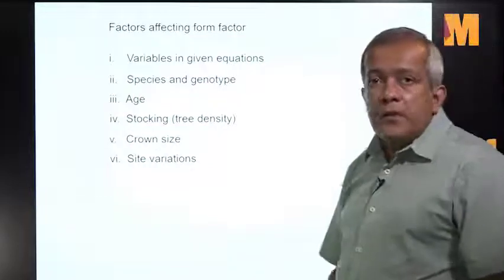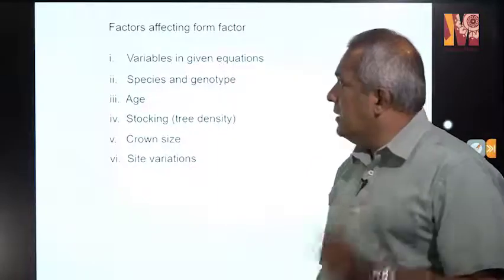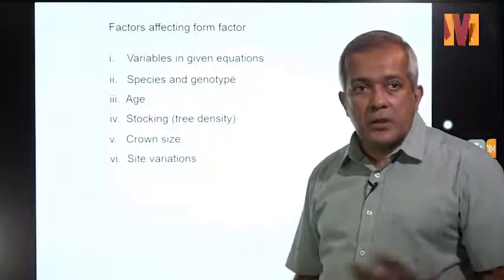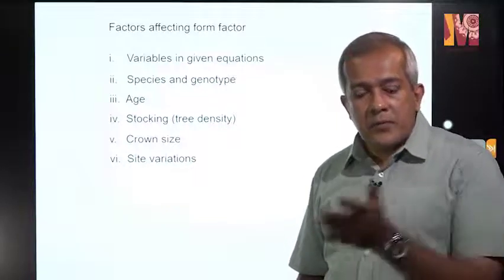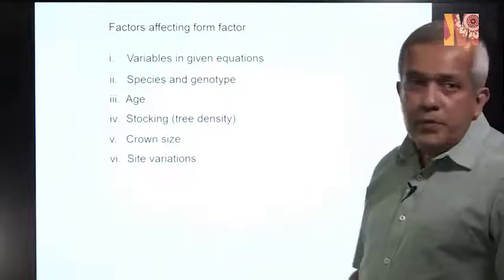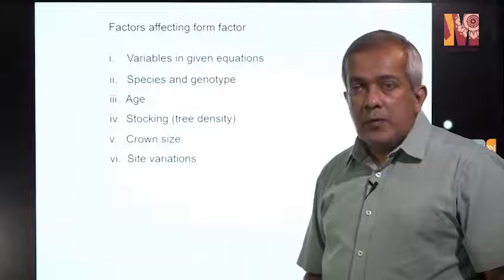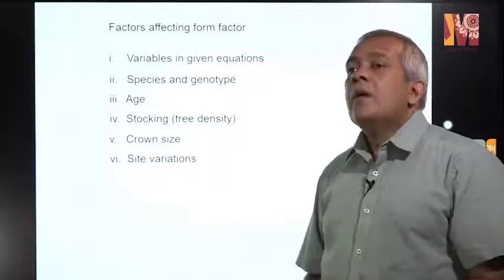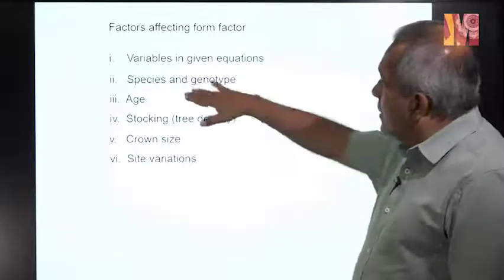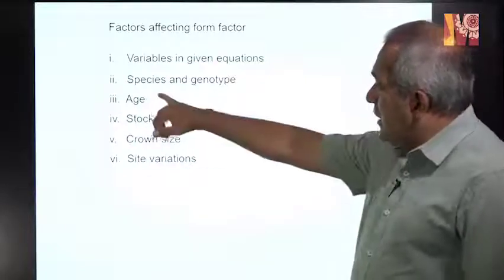The factors affecting form factor, variables in given equations: volume, basal area and height. Species and genotype, we know that different species are different in shape and growth rate and many other parameters, like mahogany is different from teak, teak is different from eucalyptus, different from hora, bulu, all these species. And also within species it depends on genotype as well, because different clones, different genotypes push the trees into different growth rate levels. Therefore, genotype also decides within the species the shape of the stem.